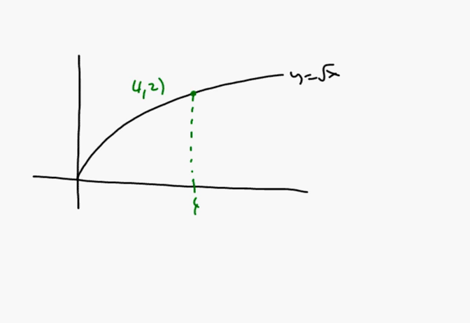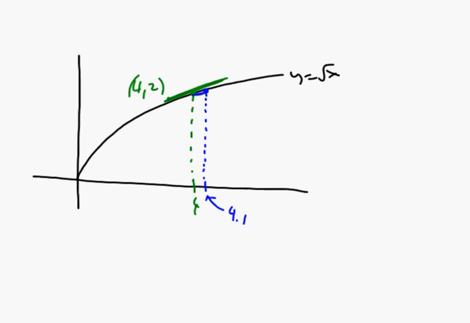This is 4, 2. We're trying to estimate the slope of that tangent line there. And now instead I'm going to pick a number that's closer to 4, like 4.1. And I'm going to go up to the curve and put a dot there, and I'm going to draw in a little secant line.